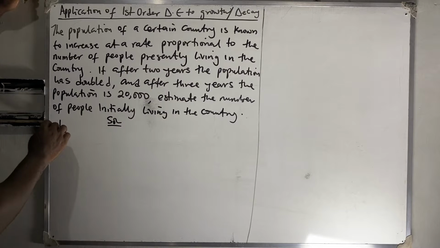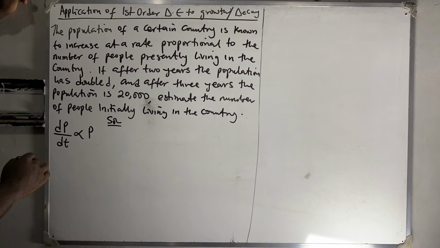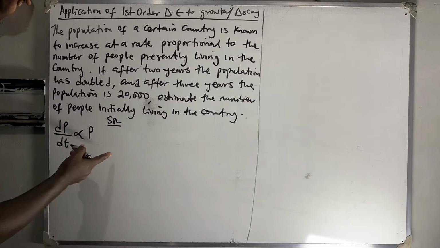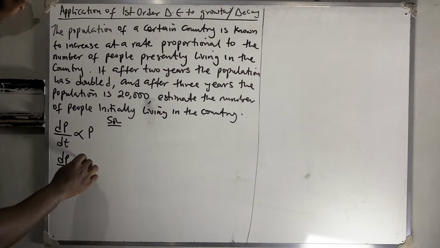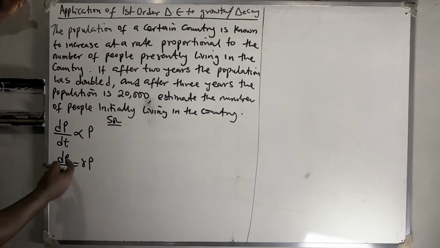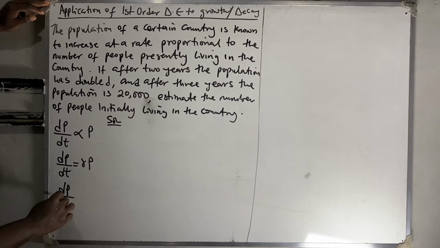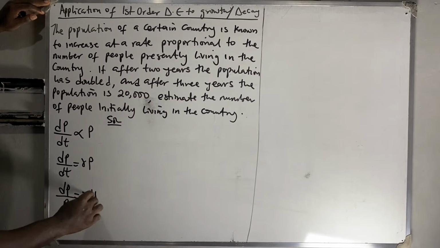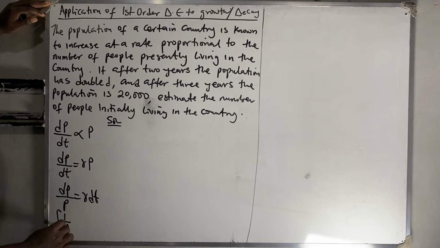We were told that the rate of change of the population with time is directly proportional to the current population. So if you remove the proportionality sign, we bring in a proportionality constant. So we have dP over dT is equal to RP, where R is the proportionality constant. This is a first order differential equation and it is separable. So if I separate, I'm going to have dP over P is equal to R dt. So if I integrate both sides, I have the integral of 1 over P is equal to the integral of R dt.